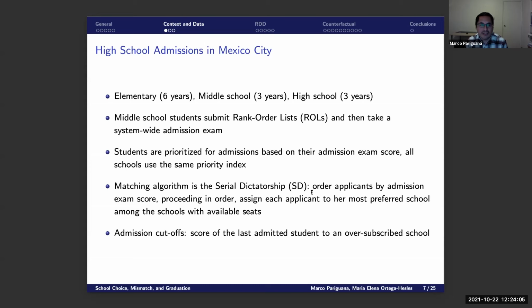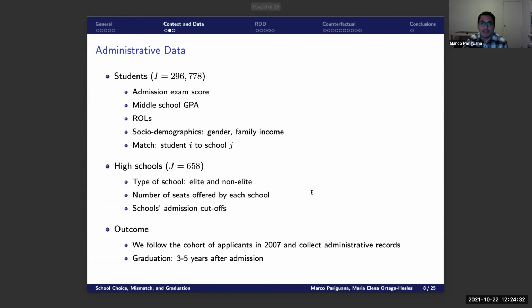So the matching algorithm is the serial dictatorship. So you order applicants by admission exam score, and proceeding in order, you assign each applicant to her most preferred school among the schools that still have available seats. It's a very standard matching algorithm, and it's a special case of the student proposing deferred acceptance. So this mechanism is going to create something called admission cutoffs, which are the score of the last admitted student on oversubscribed schools.